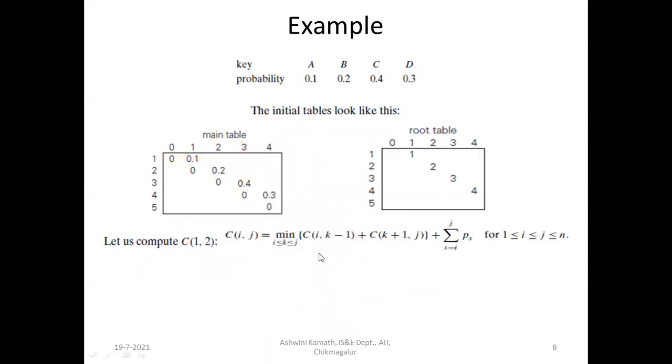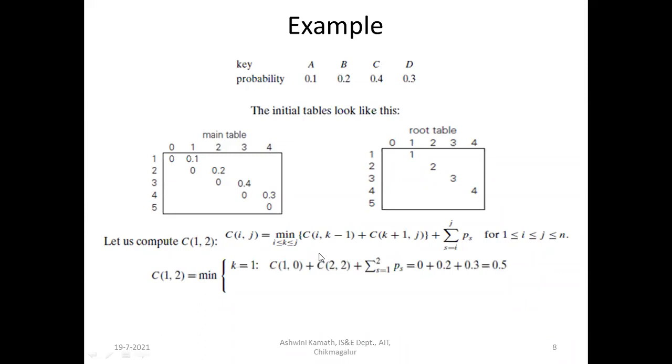We'll compute C of 1, 2. So this is the formula, right? C of i,j is equal to the minimum of C of i, k minus 1 plus C of k plus 1, j, where k is greater than or equal to i and less than or equal to j. Then add all the probabilities from i to j. So for C of 1, 2, consider the k value. The k value varies from i to j, so k will be equal to 1 and k will be equal to 2.